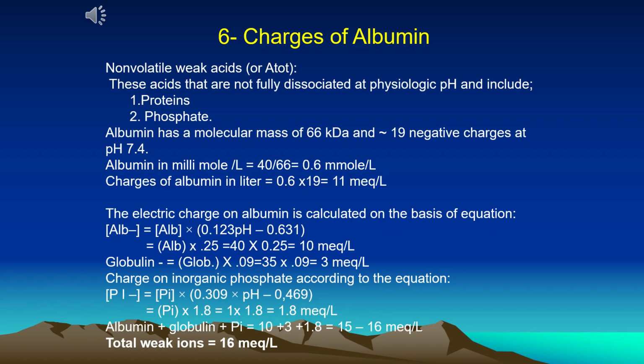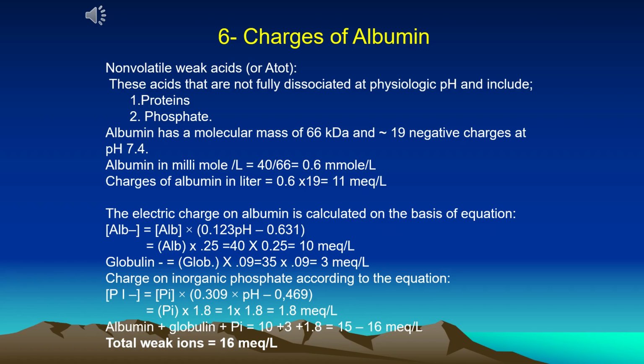This slide delves into the physicochemical approach to acid-base balance, where albumin plays a starring role as a major, non-volatile weak acid, often abbreviated as A_TOT. These are acids, like proteins and phosphate, that don't evaporate and are not fully dissociated at the body's pH.